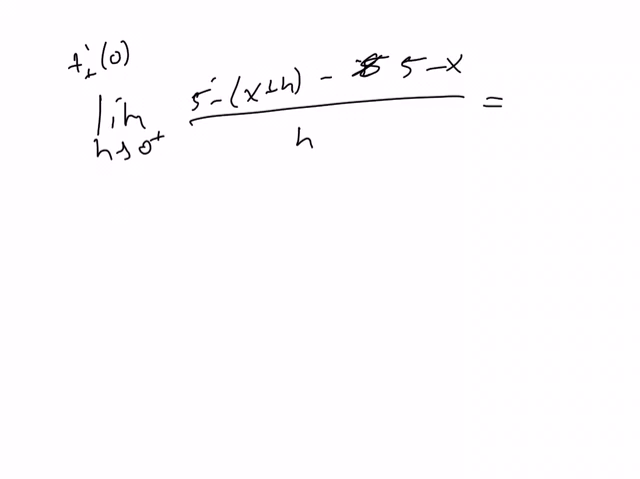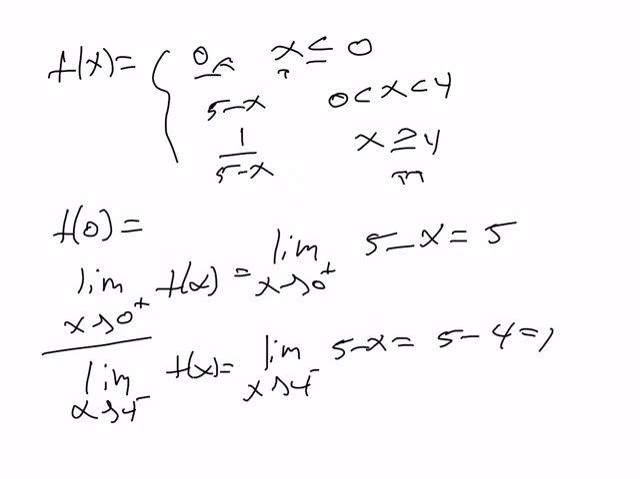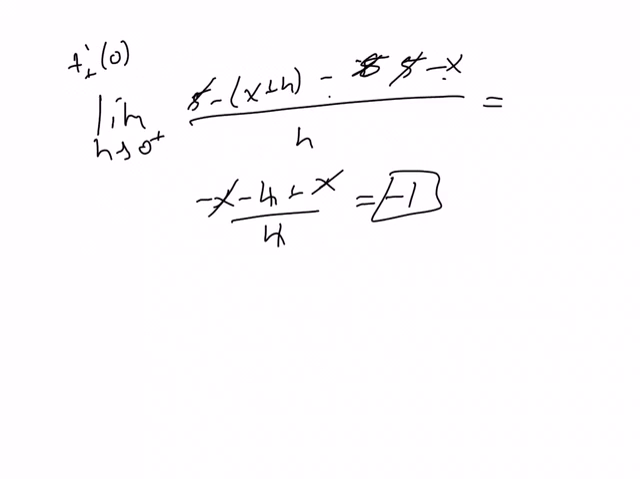to, so 5 and 5 cancel, and we get negative x minus h minus x, which is plus x. So these cancel, we get a negative h over h. These cancel, and we get a negative 1. So the derivative from the right is negative 1, and from the left it is 0, so the derivative doesn't exist.